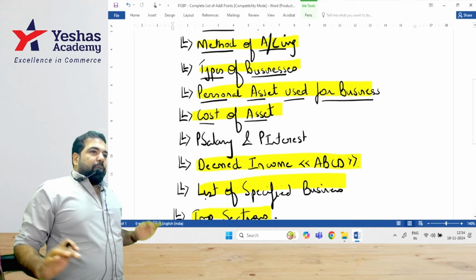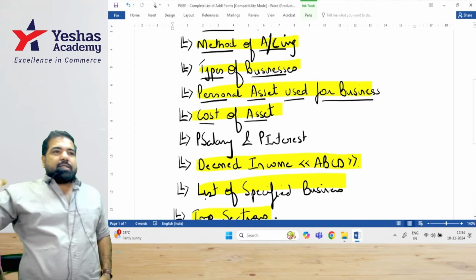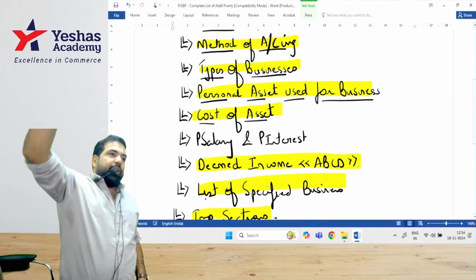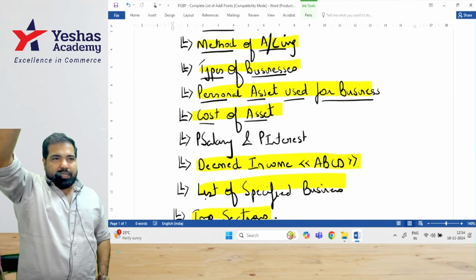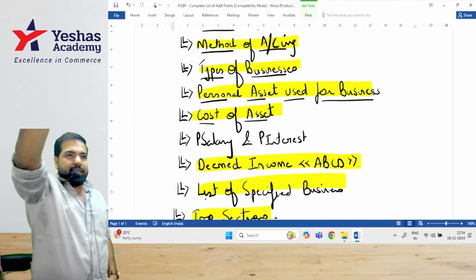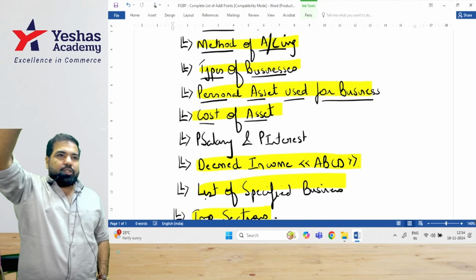Next is P salary and P interest. Guys, what is P salary? Yes. Partner salary or partner's interest. The guy who's smiling for some reason, yes, someday you'll become a partner, you'll have to know this, guys, yes. Or maybe not. Yes, this decision is yours.